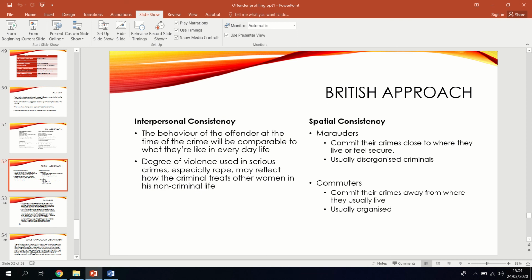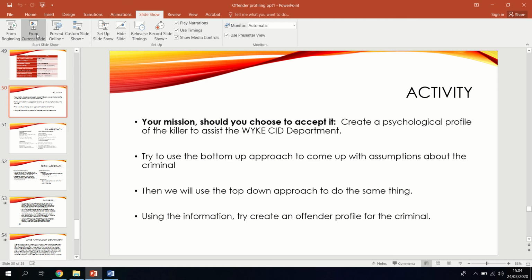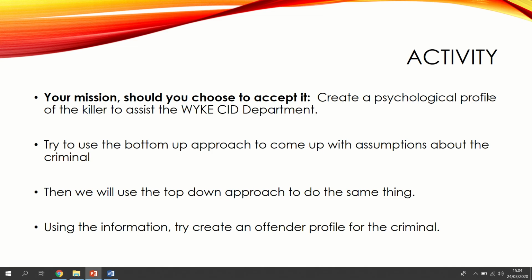Okay guys, so once you watch that video, you will have seen everything to do with John Duffy. Now, this is a little bit of an activity. It says, your mission, should you choose to accept it, is to create a psychological profile of the killer to assist the WYKE CID department.